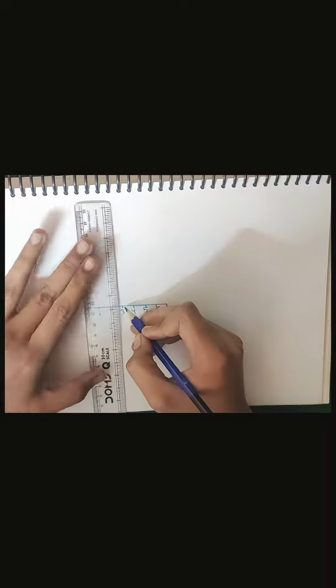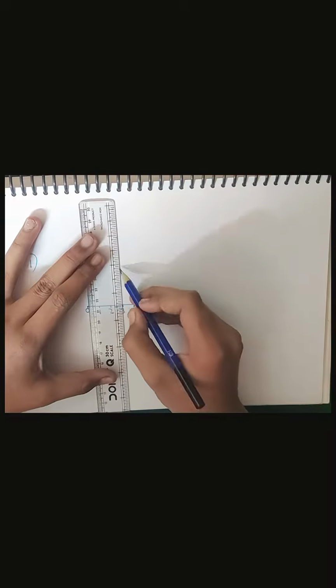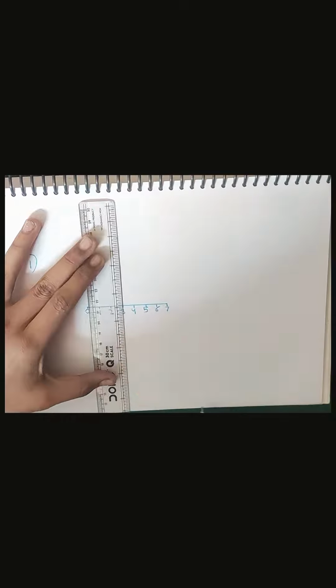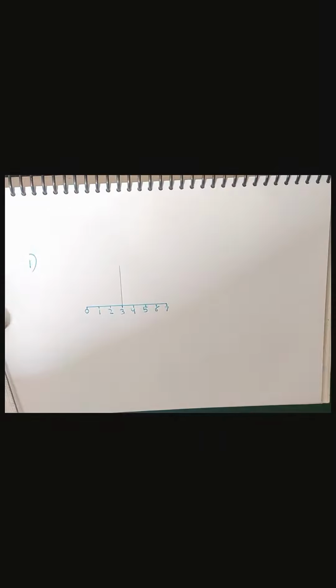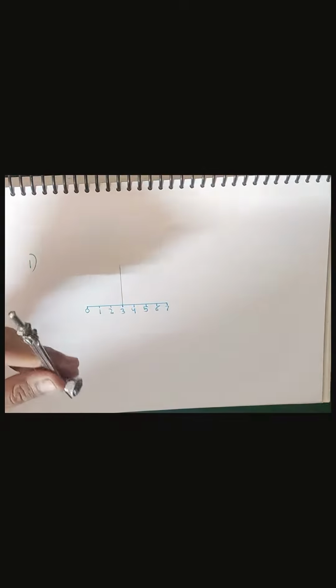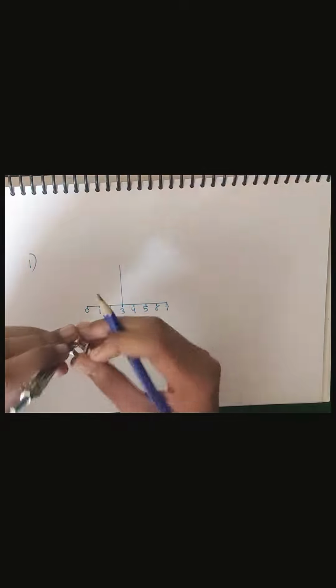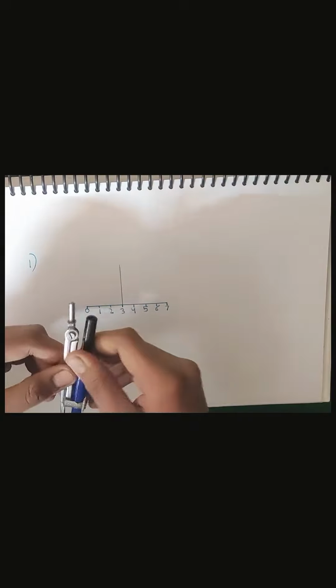Okay, and then after drawing a number line, we need to draw a straight line on 3. I have drawn a straight line at 3. Okay, now we need a compass and we need to put a pencil in it.